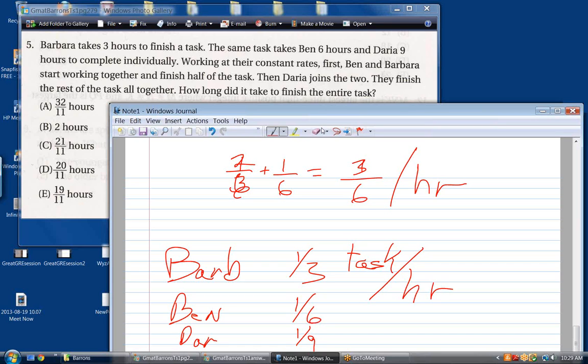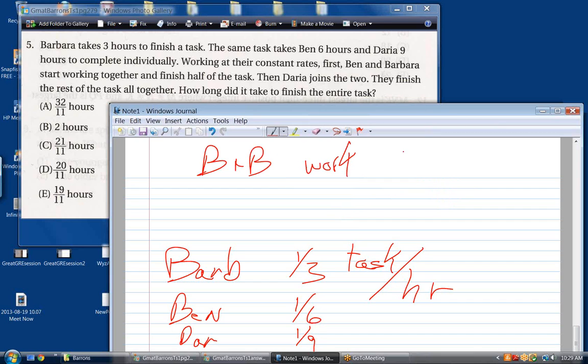Yeah, that makes total sense. Okay, you could make that smaller. So they started out and they took Ben and Barbara and Ben worked for 1 hour. And then Daria joined them, and they all three work for some period of time before they finish all the tasks.